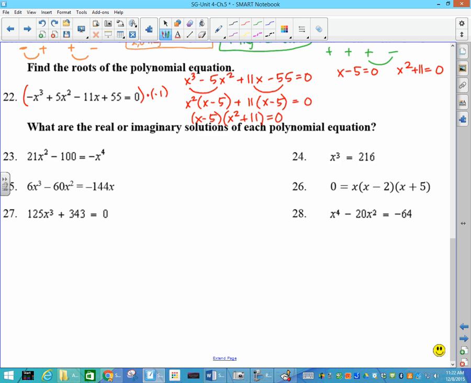So on the test tomorrow, are there going to be any like this? If you can see to factor it, yeah, you can factor it and it'll be a lot faster. If not, then you'll have to go through the other process, which is longer. But I think most of them will be able to be factored.